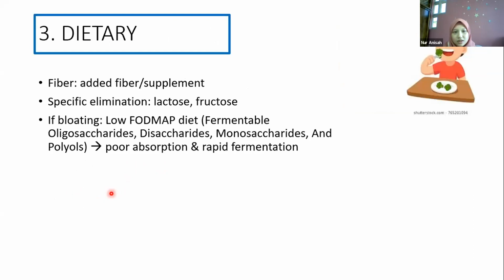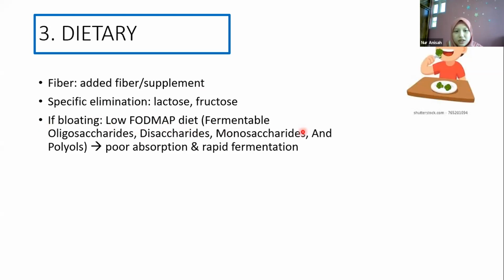And the third is dietary, although it's not proven to be helpful, but somehow it might be helpful in some patients. So for fiber, we can add fiber, or if the patient doesn't want to eat fiber, we can give a supplement because it helps in gut motility. And second, specific elimination, because lactose and fructose somehow might be related to FAP. And if there is bloating, we can suggest a low FODMAP diet.